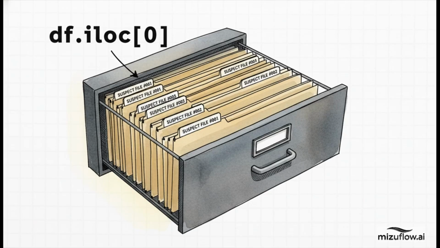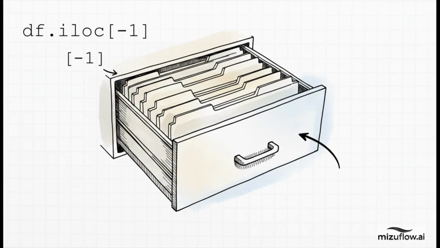If you want to grab the very first suspect in our list, you just use df.iloc[0]. Since .iloc is based on position and counting in Python starts at 0, this instantly gives you the entire first row of our data. And what's so cool is that it works just like a Python list. If you want the very last suspect, you don't even need to know that there are 397 rows. You can just use df.iloc[-1]. It's so flexible and intuitive.